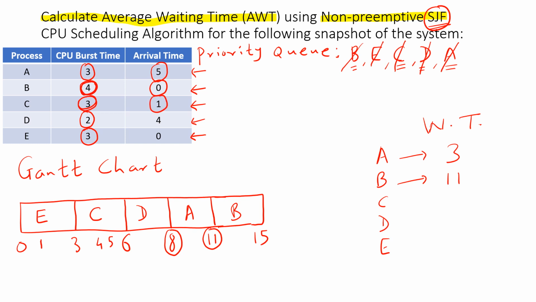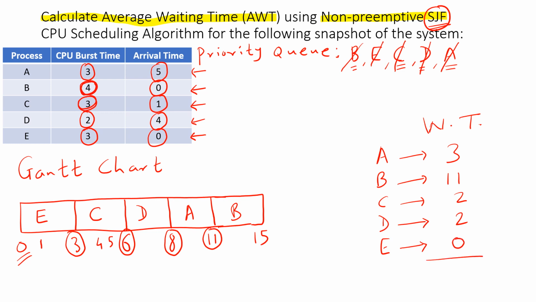C came at time unit 1 and got CPU at time unit 3 and then finished. So 1 to 3 it was waiting, so that's 2. D came at time unit 4 and got CPU at time unit 6. So 4 to 6 it was waiting, so that's 2. And finally process E came at time unit 0 and got CPU also at time unit 0. So there was no wait for process E. So its wait time is 0.